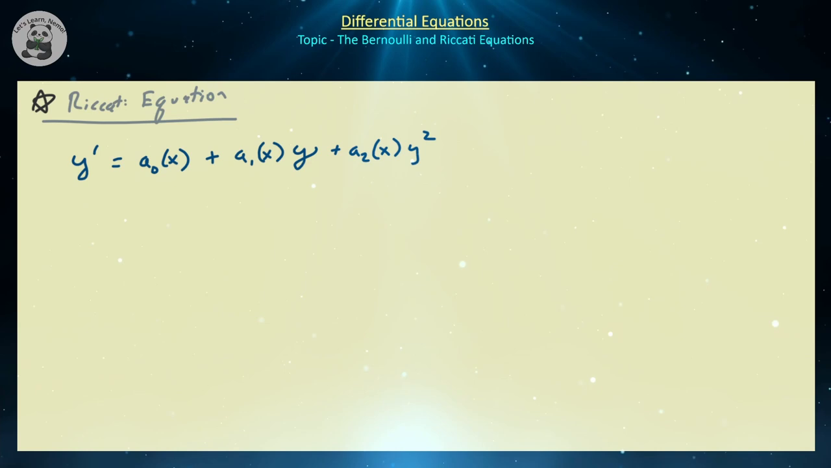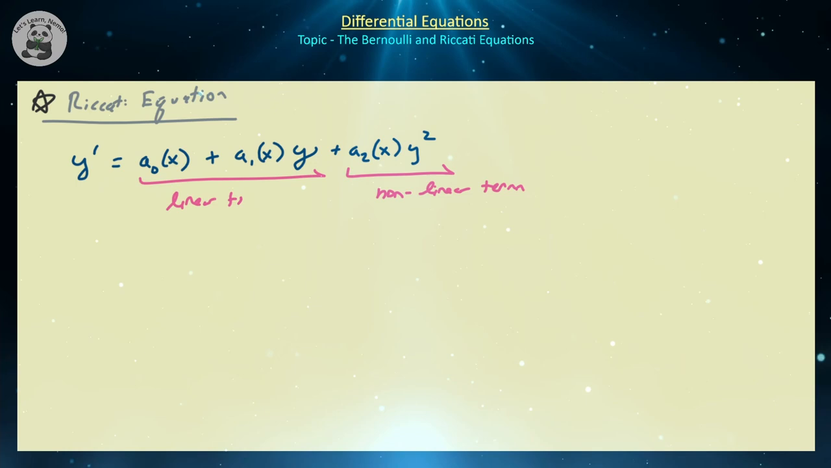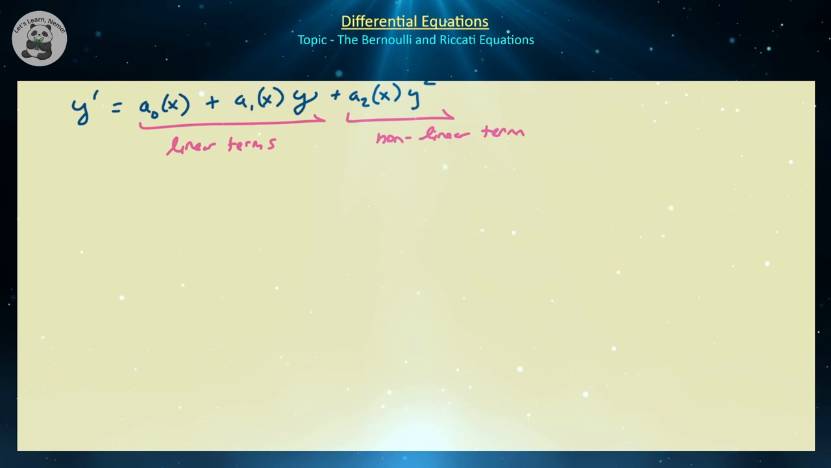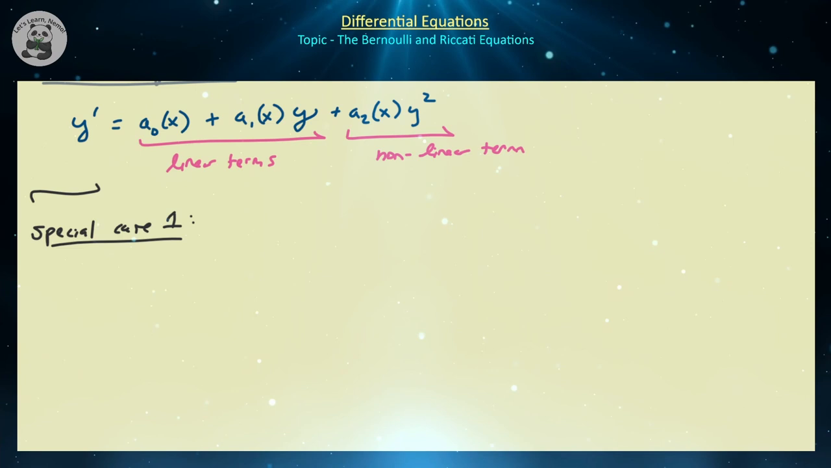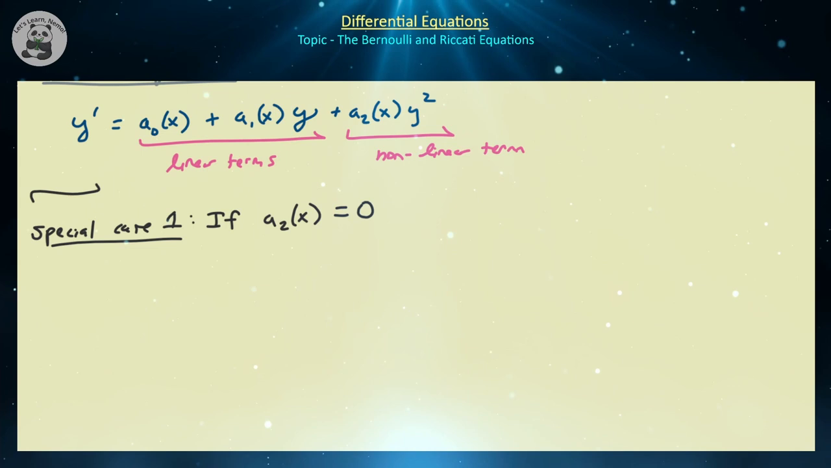All right, so here we have our nonlinear term, and we have our linear terms over here, right? So in some sense, it's one of the more general quadratic first order nonlinear differential equations you could consider. Now, there are a few special cases that are worth mentioning here. So let's just see if we can list them out here. So special case number one, let us assume that a2x is equal to 0. When a2x is equal to 0, what type of equation do you have? So if a2x is equal to 0, that's going to delete your nonlinear term, so you're just going to be left with a first order linear ordinary differential equation.